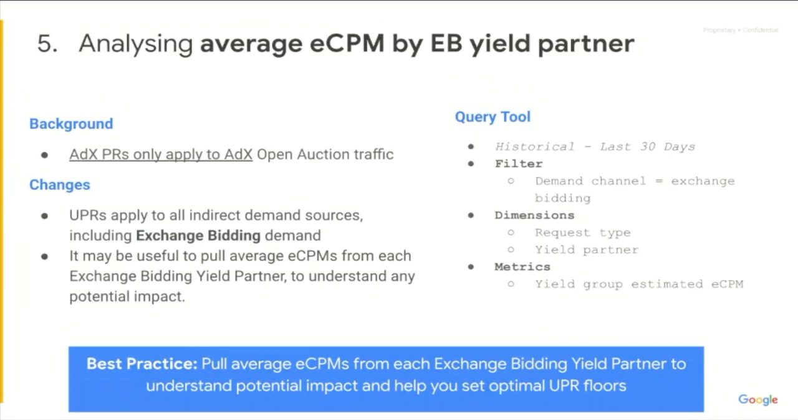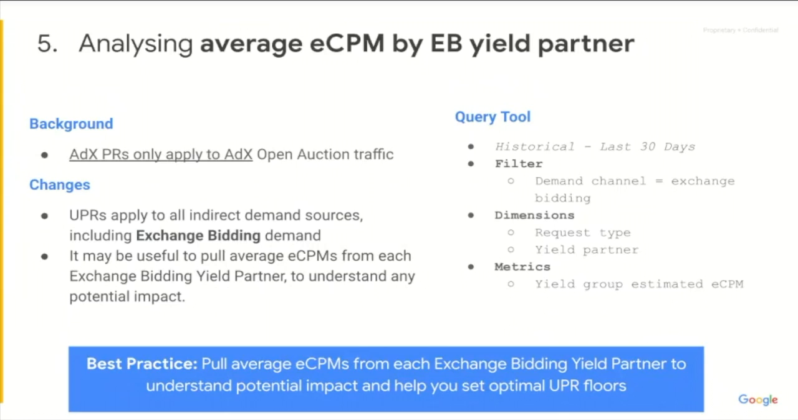Best practice here, look, pull eCPMs from each of your exchange bidding yield partners. And again, just understand the potential impact of floors, but also use this as guidance to ensure that you can set optimal unified pricing rule floors.